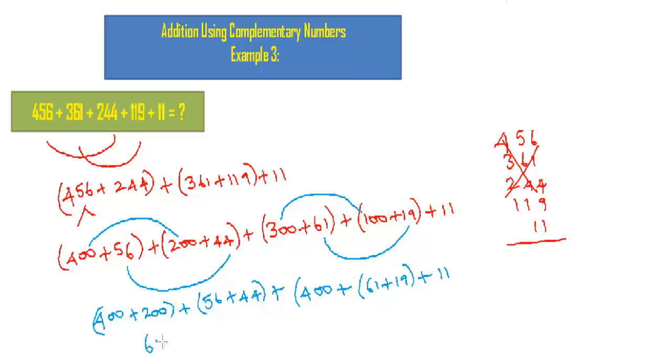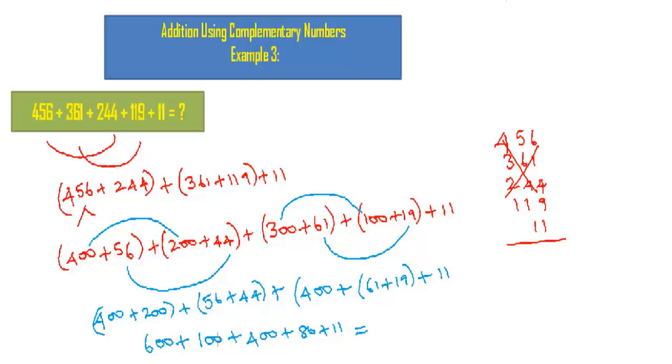So 400 plus 200 is 600, plus 56 and 44. 50 plus 40 is 90. 6 plus 4 is 10. So 100 plus 60 plus 10 is 70. 70 plus 10 is 80, plus 11. So that gives your answer.